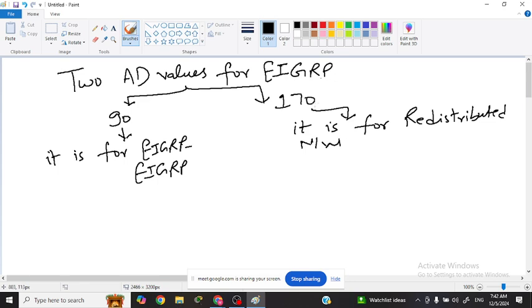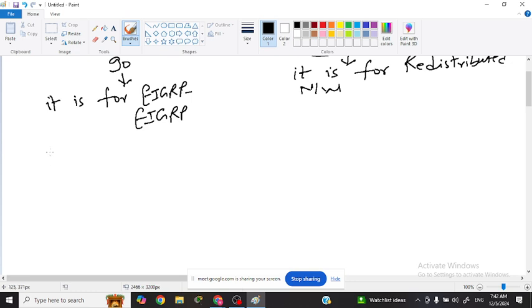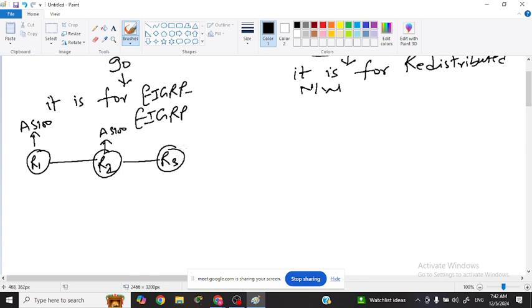What do you mean by EIGRP to EIGRP? It means if we are using 2 to 3 routers connected with each other and EIGRP is running with AS number 100, suppose AS number 100 here also and AS number 100 here too, and these routers are exchanging their prefixes with EIGRP, then the AD value will be 90.